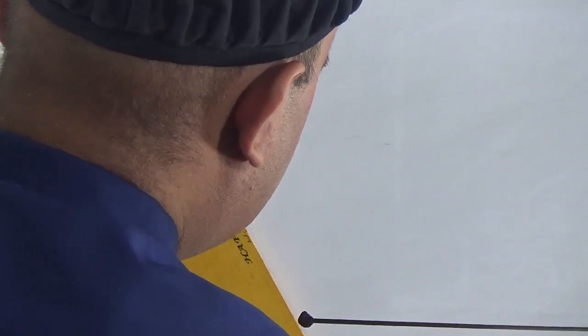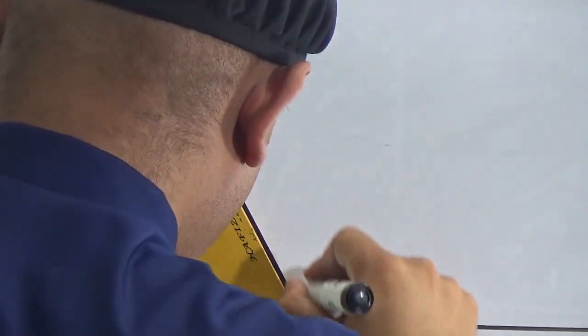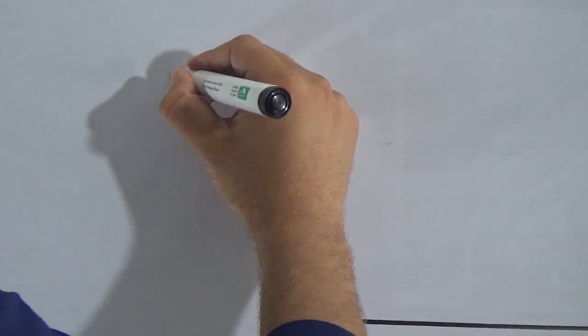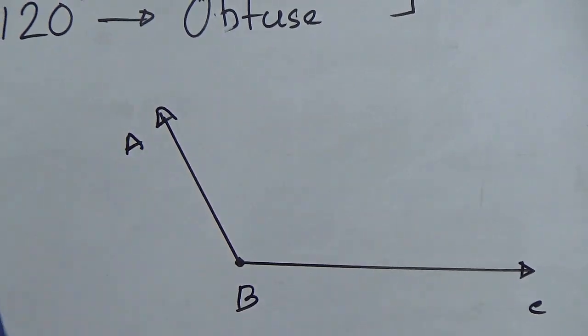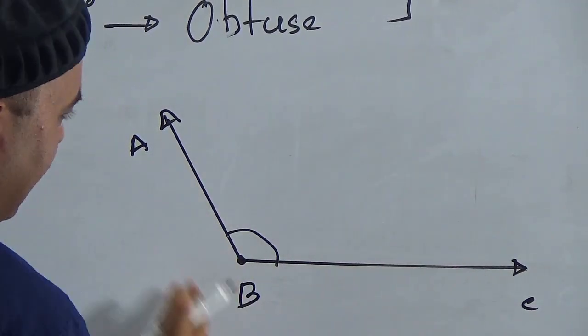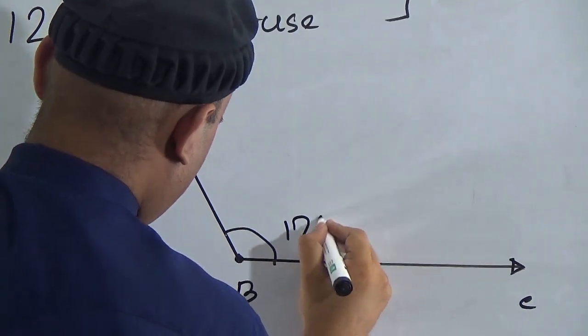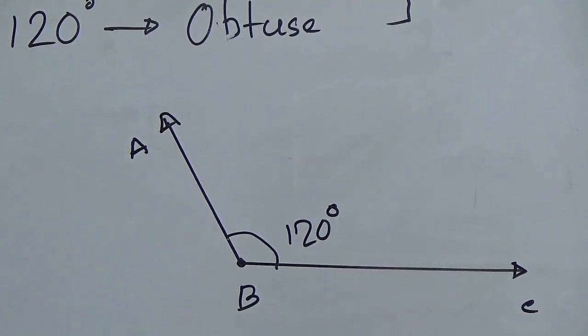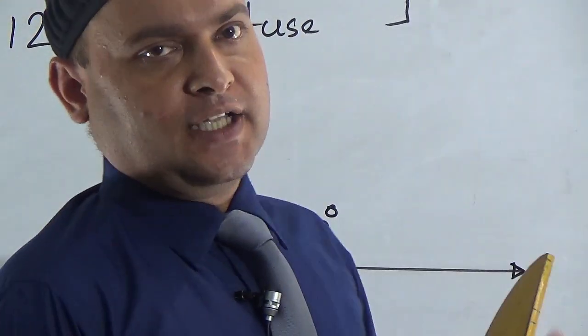Then join these 2 points, this and this, and if I denote this point by A, then I can say the angle ABC is 120 degrees. So this is an obtuse angle.